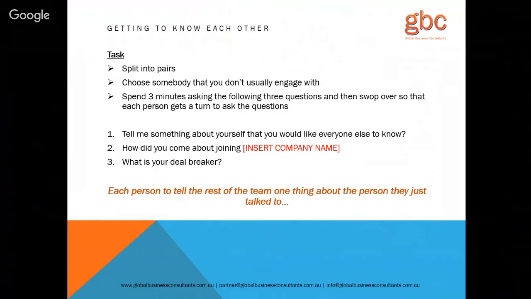Once the 3 minutes is over, the next part of this session is to get each person to tell the rest of the team one thing about the person they just talked to. This is a fantastic way to share information and to let people know that there are things about their colleagues that they don't usually know. It is also a fantastic way to bring some collaboration and team spirit heading into the planning session.